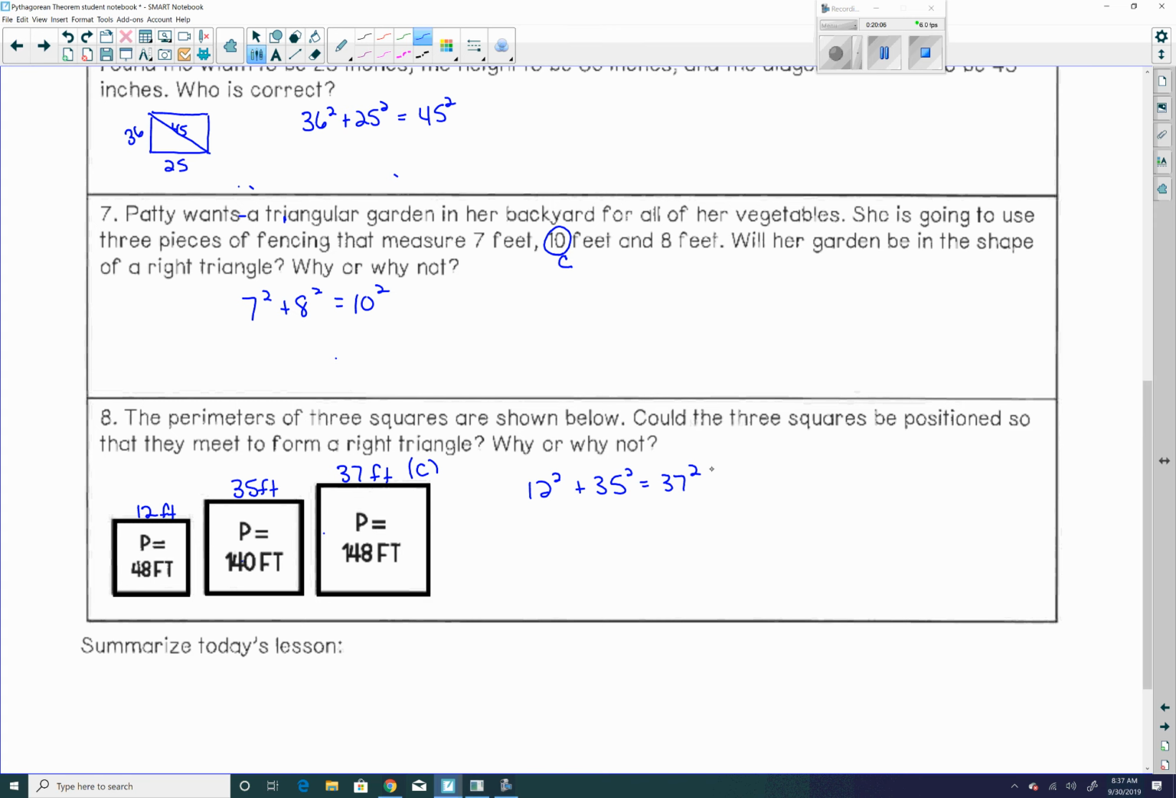We just turned 20 minutes, so I'm going to conclude the video here. In the video, we covered what the Pythagorean theorem is. That's our a squared plus b squared equals c squared. So if you have a triangle where a squared plus b squared equals c squared, then you have a right triangle. If a squared plus b squared does not equal c squared, then it is not a right triangle. I will see you in class tomorrow.